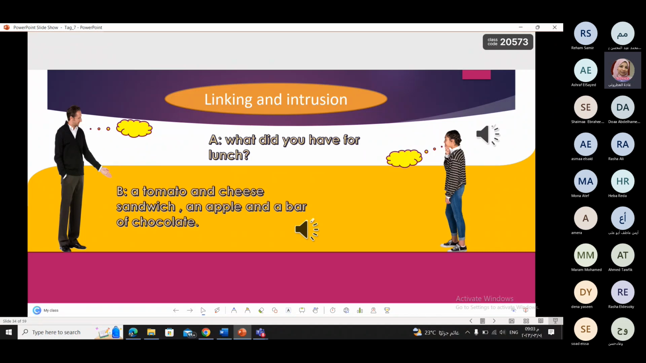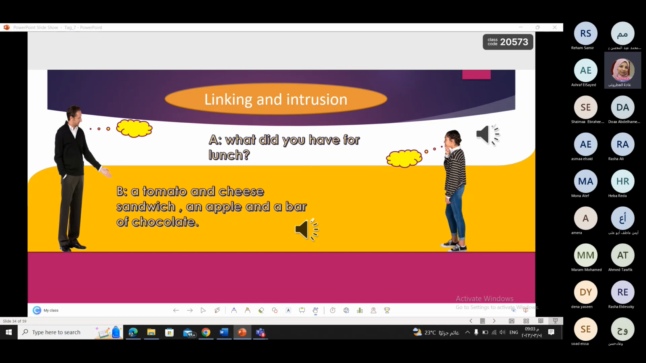Okay, Asma, can you read the question again? What did you have for lunch? Say it again. What did you have for lunch? Try to weaken these function words.